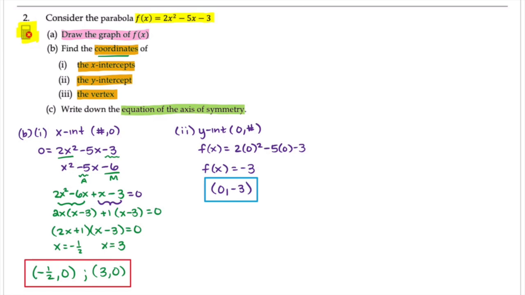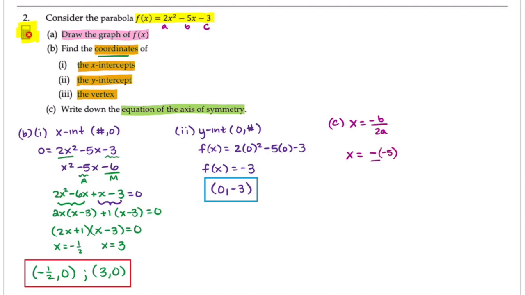The last piece is we want to find the vertex. Now, before I find the vertex, I am actually going to skip over to part C, which is the axis of symmetry, because I need the x coordinate to help me find that vertex. So I am going to write down my formula, which is -b over 2a. I have my a term here, my b, and my c. I am going to replace that -b with a -5.